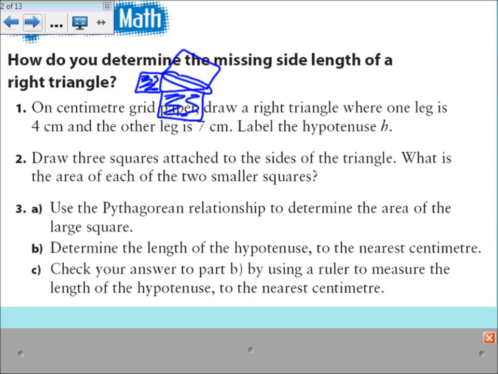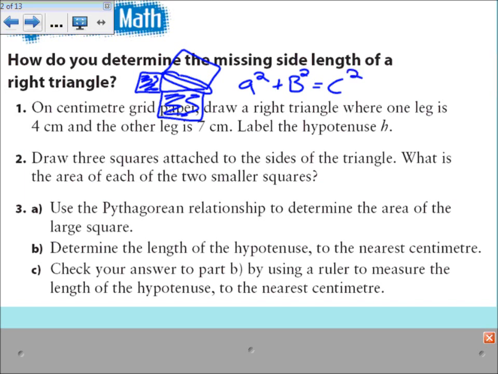On 1 centimeter grid paper, draw a right triangle where one leg is 4 centimeters and the other leg is 7 centimeters. Label the hypotenuse c. Draw 3 squares attached to the sides of the triangle. What is the area of each of the 2 smaller squares? Use the Pythagorean relationship to determine the area of the large square, which is a squared plus b squared equals c squared.